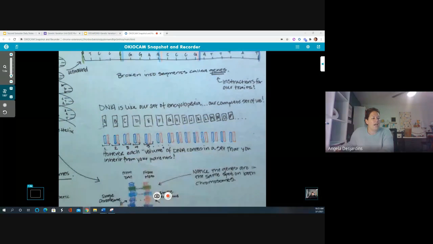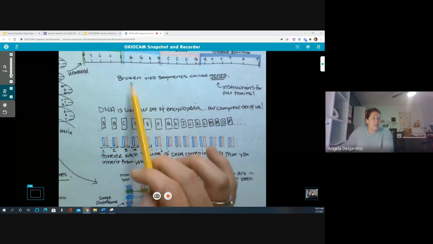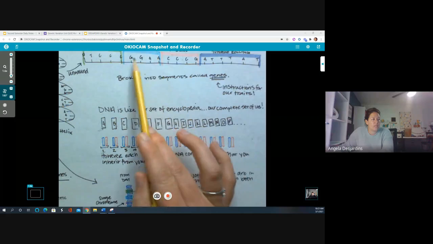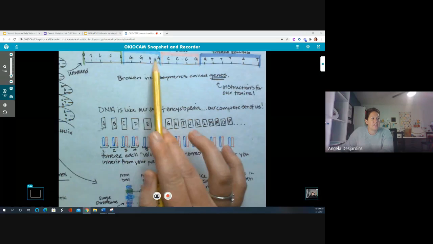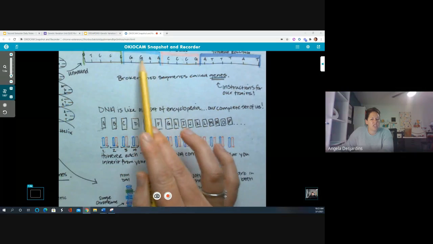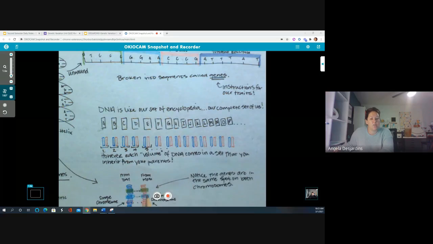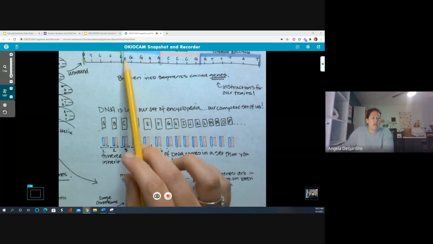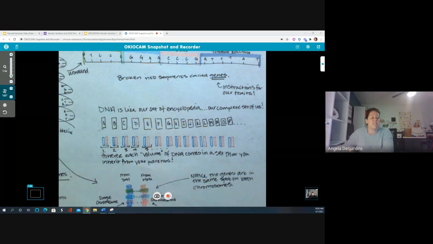Same thing with eye color. Dad's could say this sequence is going to be blue, but mom's could be slightly different. The A's, the T's, the C's, and the G's. That sequence could actually mean brown eyes. They're still both eye color, which makes them the same type of gene. However, what is actually the code in here could be slightly different. And that's what gives us our different genes and different combinations.